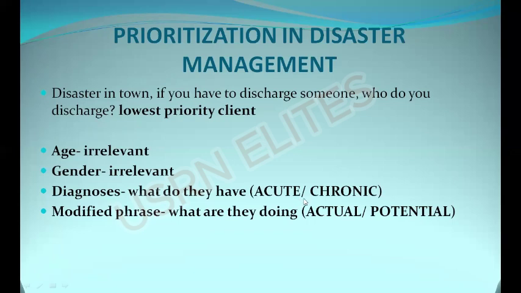Then the diagnosis. You ask yourself, what do they have? So when it comes to discharge, always acute beats chronic. This isn't the first time you are seeing this. So if the person has a chronic condition, the person can make room for someone with an acute condition. Then sometimes you have to look at the modifying phrase, what they are doing. Let me use the question we did before as an example.